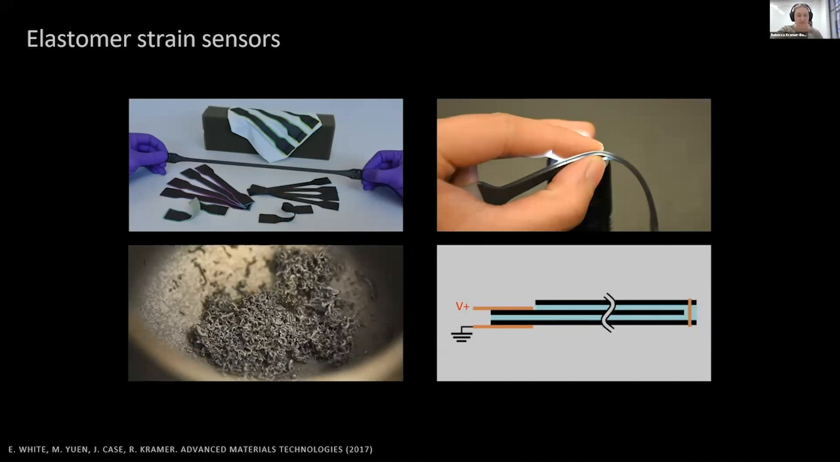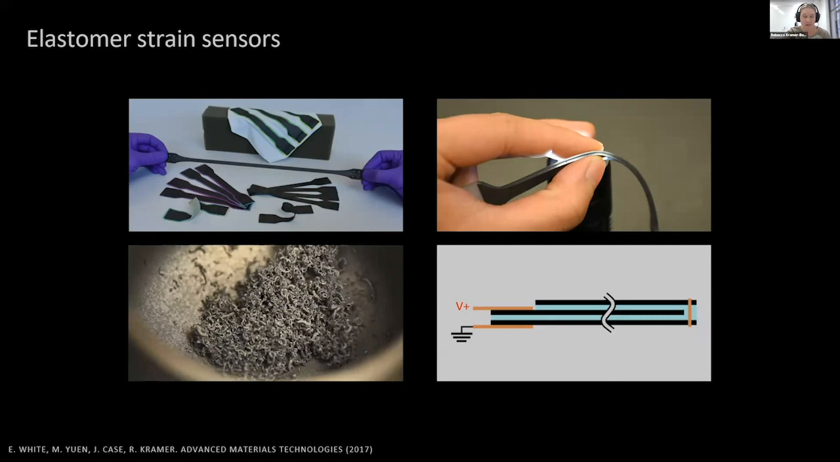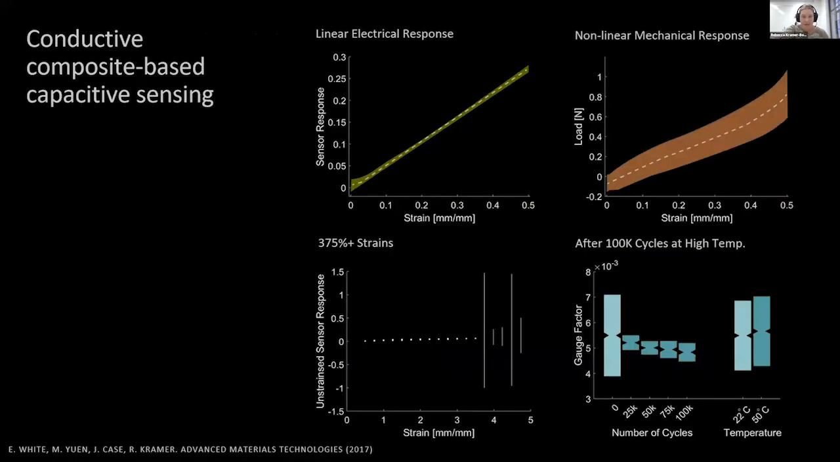And we use a 5-layer capacitive layup for the sensors, which reduces noise in the sensor compared to a 3-layer capacitor. So let's take a look at how these sensors perform. We see a nice linear electrical response to strain. We see a standard nonlinear mechanical response to strain. We can see that the sensors are operational up to about 400% strain.